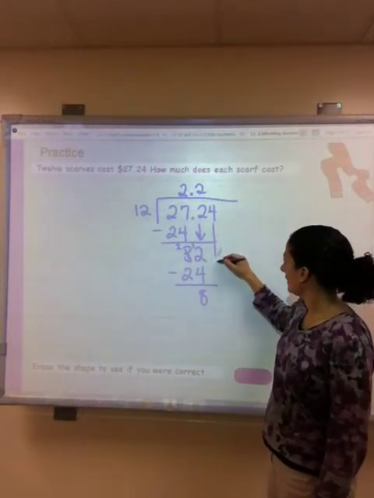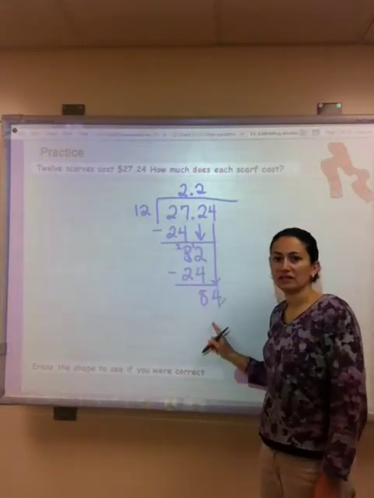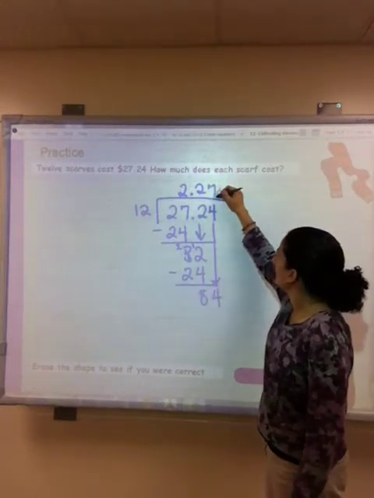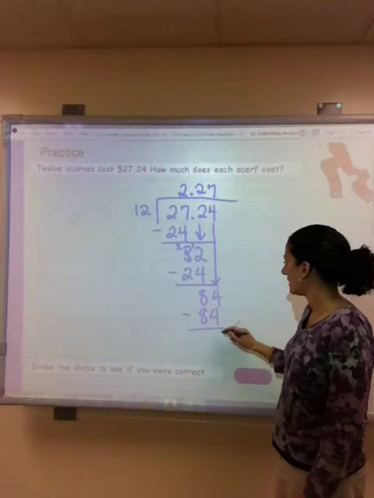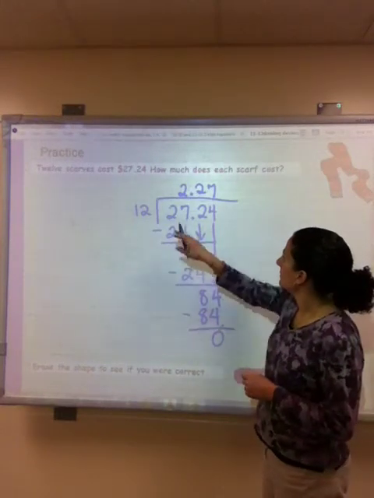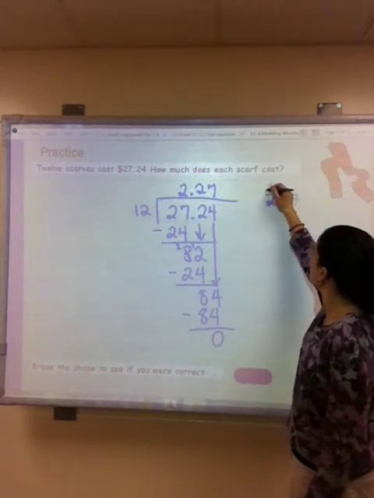Since I have a remainder, I keep bringing down the next number, and I now divide 12 into 84. And I know 12 times 7 is exactly 84. And once you have a remainder of 0, you are finished. So that means each scarf costs $2.27.